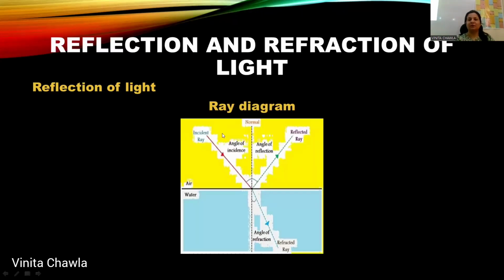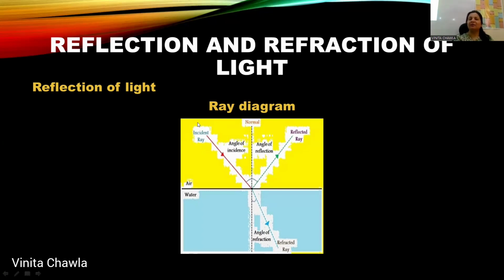You can see here the reflection of light, we had done this ray diagram earlier. This is the incident ray. This is the normal. The incident ray is the ray which is incident on the mirror or strikes the interface. The point where it strikes the surface is called the point of incidence. And at the point of incidence, we draw a normal. The normal is just an imaginary line. It does not actually exist. We draw it when we draw this ray diagram.